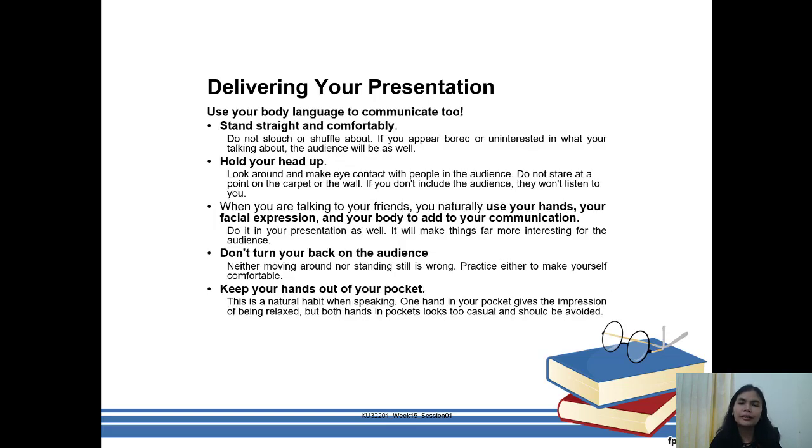And then when you're doing a presentation face-to-face, of course, you need to have body language. And of course, it's not going to be quite applicable when you're doing it online, because you're going to be sitting in front of the camera. But if you are presenting in front of a live audience, then make sure that you stand straight and comfortably, hold your head up, don't sit down, don't put your head down, and then make sure you use your hands.